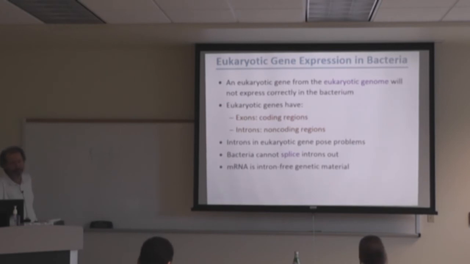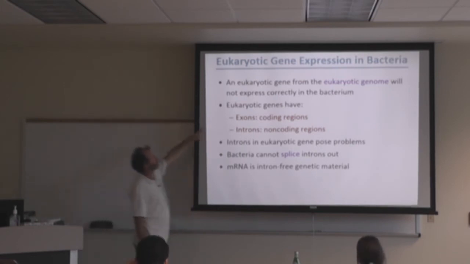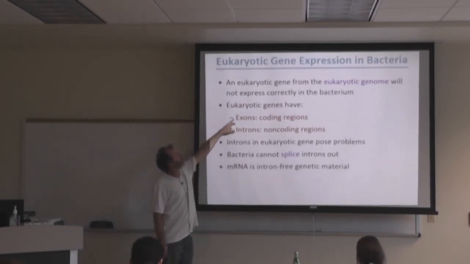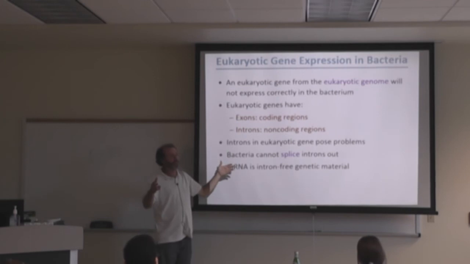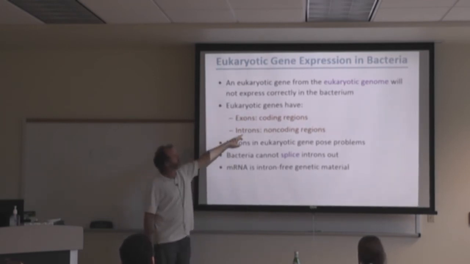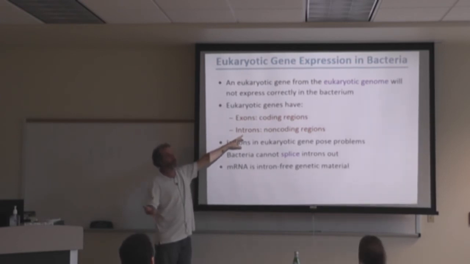So, eukaryotic gene expression in bacteria. A eukaryotic gene from a eukaryotic genome will not express correctly in bacteria, and that's because we have introns and exons. So you only want the coding regions; you don't want to include the non-coding regions. That's why a lot of times we use mRNA to express genes from eukaryotes in bacteria.